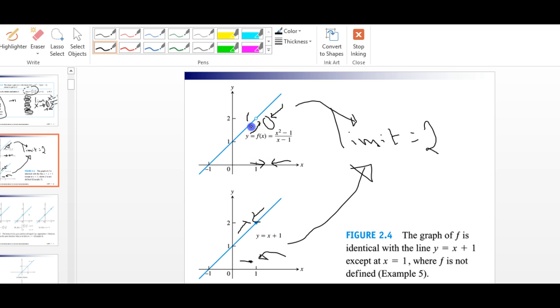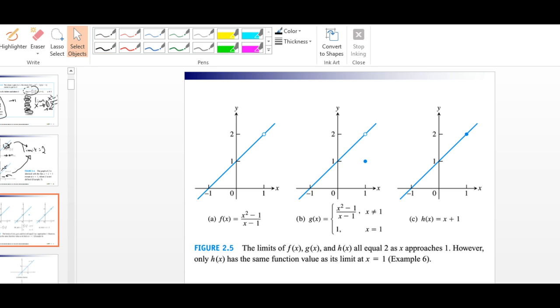There is a hole in this function, there is no hole in this function. So that means this function is defined at 1, this function is not defined, but we don't care because for the limit we are not interested in what happens at 1, only when it gets close to 1. So just check to see what happens when you get close to 1. Do not look at what happens at 1, whether it is defined or not.